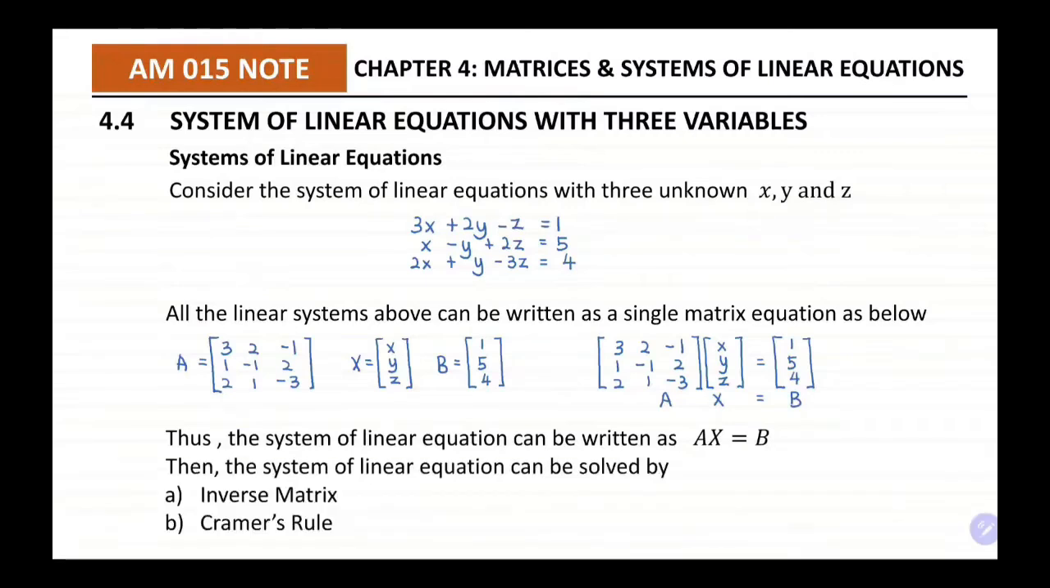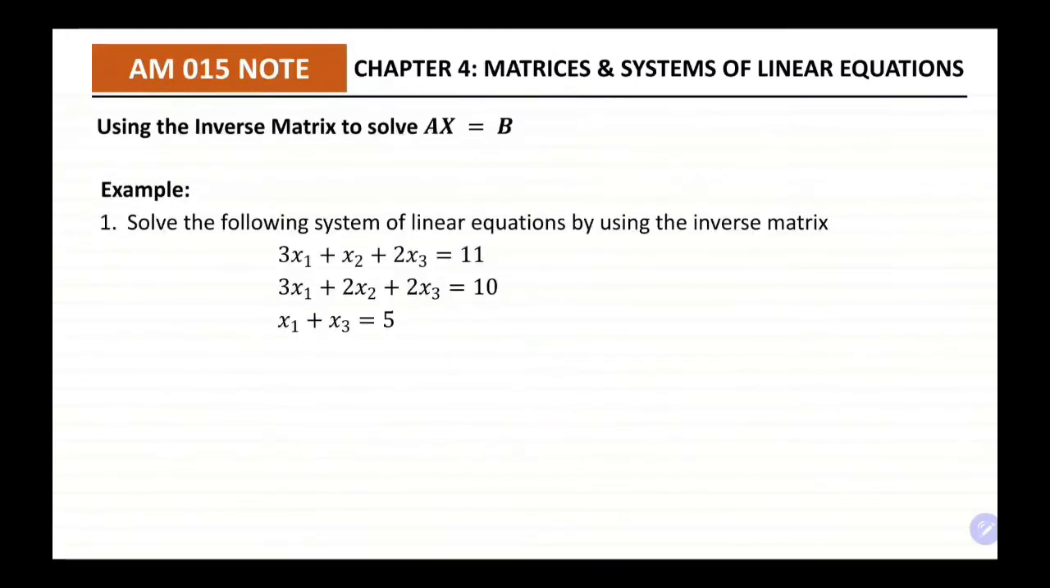Okay, a system of linear equations can be solved by using the inverse matrix, or we can use Cramer's rule. We go to the first method, using the inverse matrix to solve AX equals to B. For the inverse matrix, we have 2 methods. Either we use the adjoint method or we use AB equals to KI. Okay, we look at example number 1. Solve the following system of linear equations by using the inverse matrix.